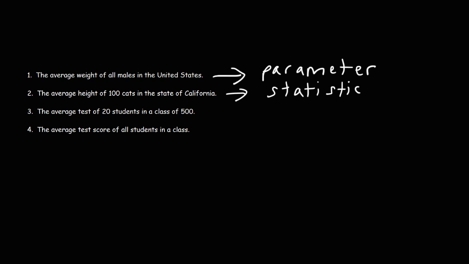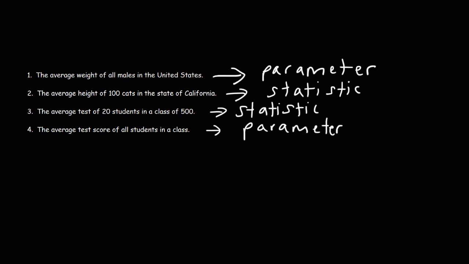Number 3, the average test score of 20 students in a class of 500. In that class, the population will be the 500. That's everyone in the class. But our study involves only 20 out of the 500. So we're taking a small sample from the population. This would be a statistic. Number 4, the average test score of all students in the class. So that is the entire population of everyone in the class. So the average test score would be a parameter.